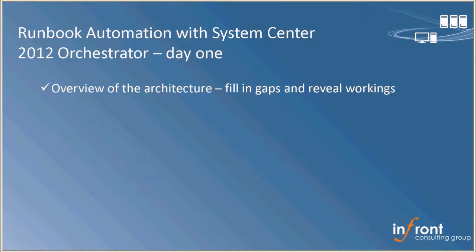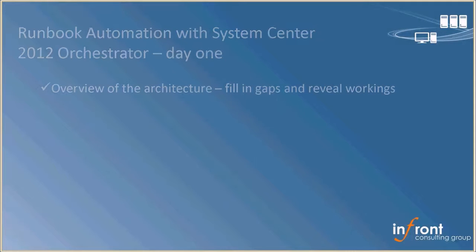So what do we do? On day one out of the 3-day class, we start with the architecture of Orchestrator. We fill in any gaps with terminology. We realize this has changed names a few times and the working parts have also changed names. And we reveal how the data flows and how this product works.